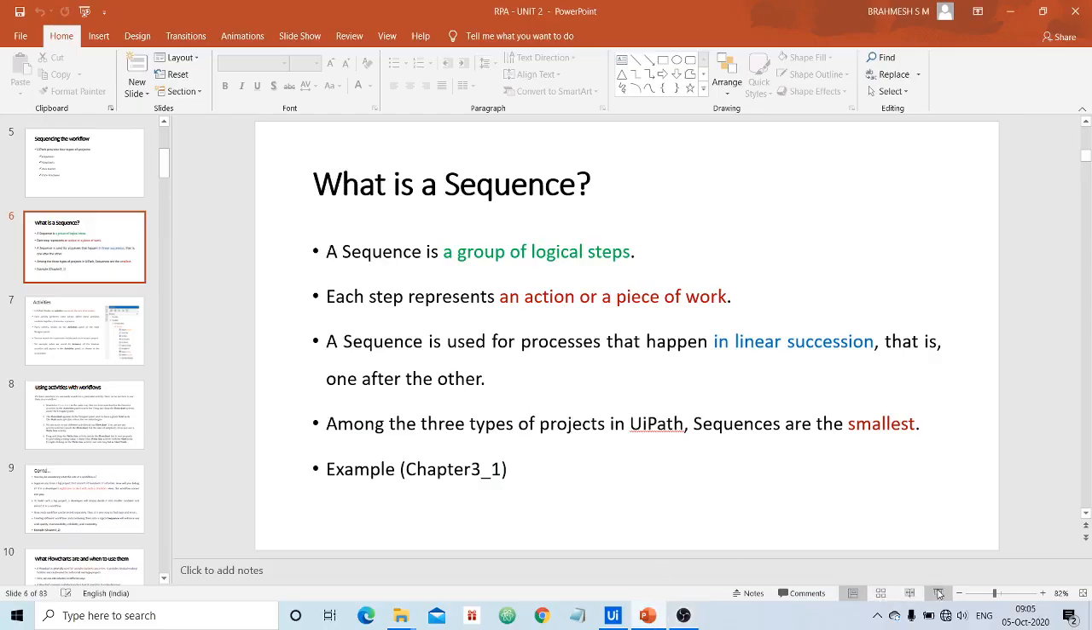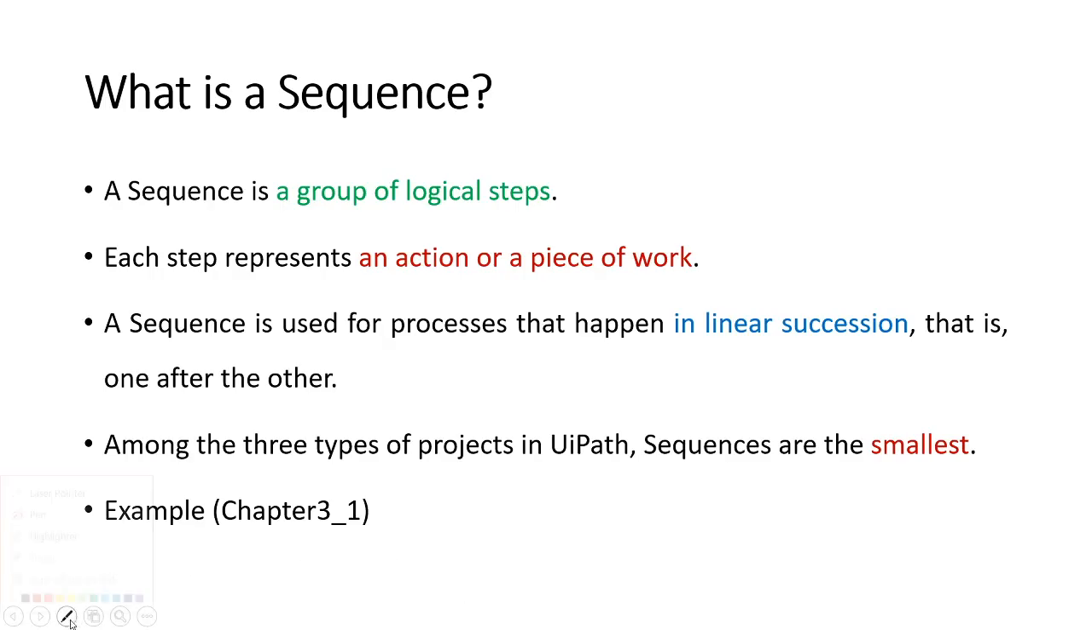Hi one and all. In the previous class we covered sequence. A sequence is basically a group of logical steps. Usually those steps are in linear fashion in order to complete a task T or a process P, right? And we learned this is the smallest type of project that you can build using UiPath Studio, and we went through an example for a sequence also, right?